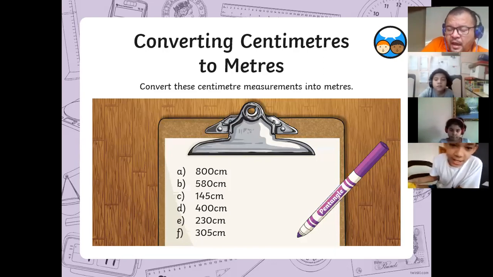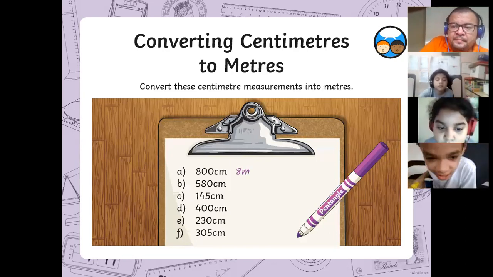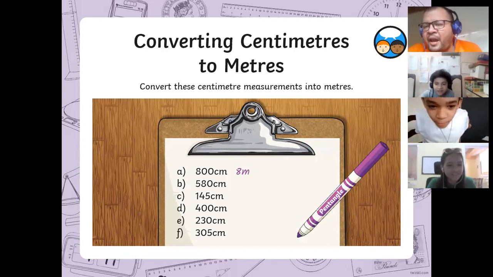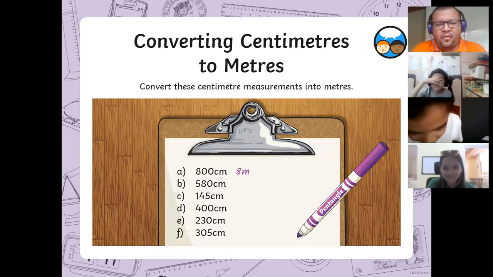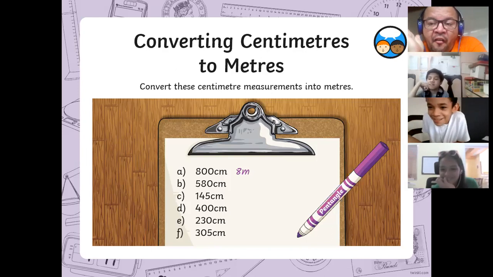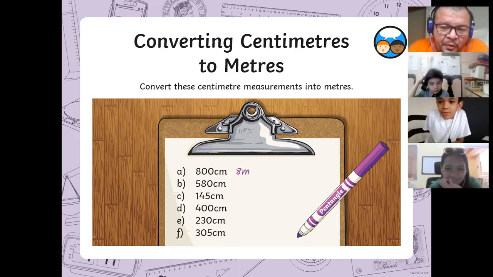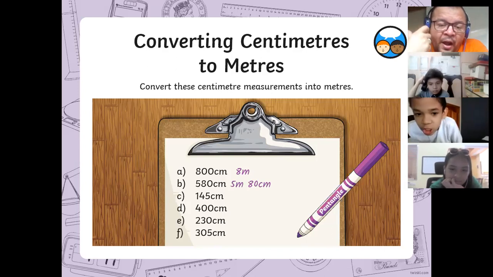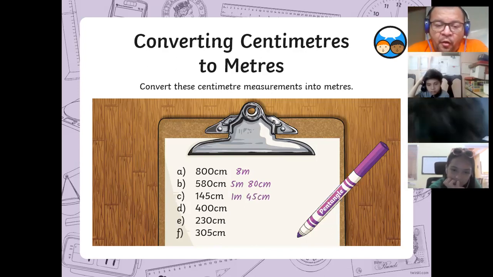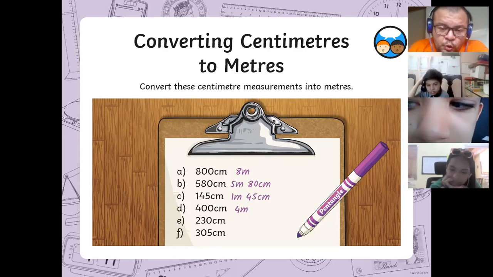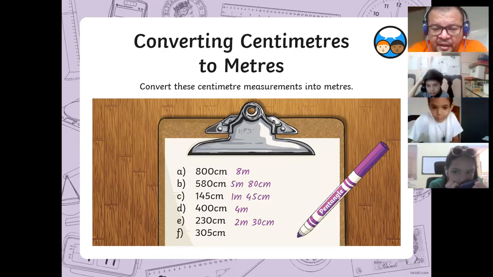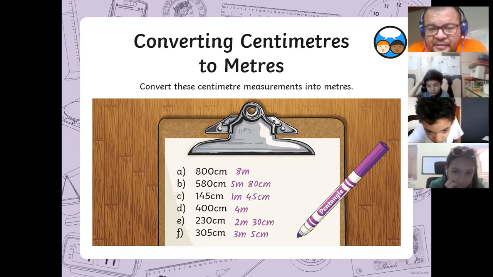Converting these centimeters to meters. 800 centimeters is 8 meters. 580 centimeters is equal to 5.8 meters. 145 centimeters is equal to 1 meter 45 centimeters. 400 centimeters is equal to 4 meters. 230 centimeters is equal to 2.3 meters, and 305 is equal to 3 meters 5 centimeters.